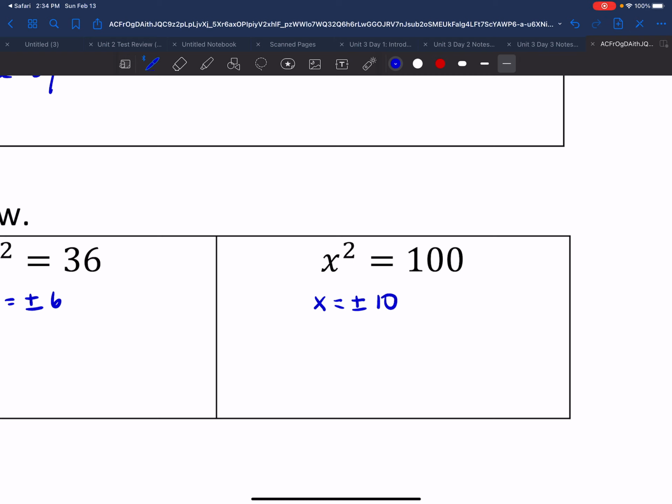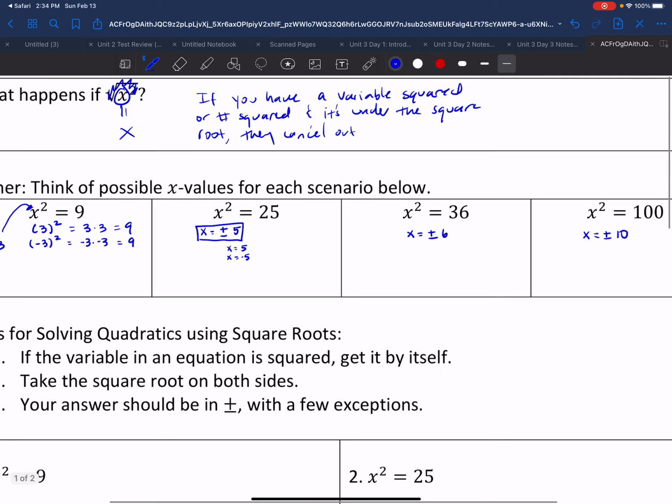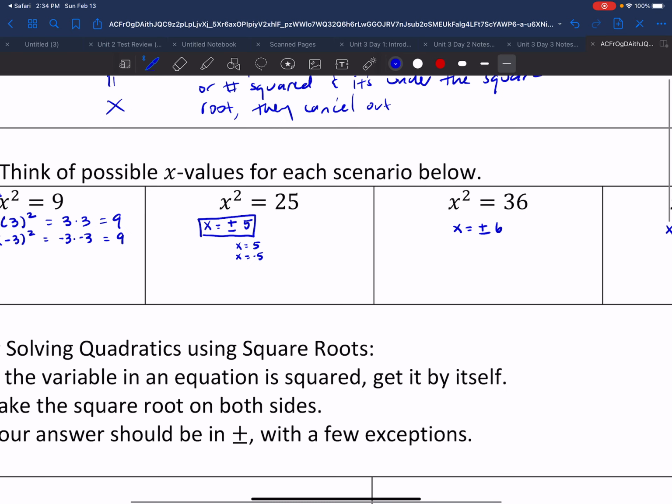Same thing, x is equal to positive 10, x is equal to negative 10. Two answers, but I wrote it all in one, which is totally fine. Okay, so let's just write it over here if you're still stuck. This is just saying plus or minus something, okay?